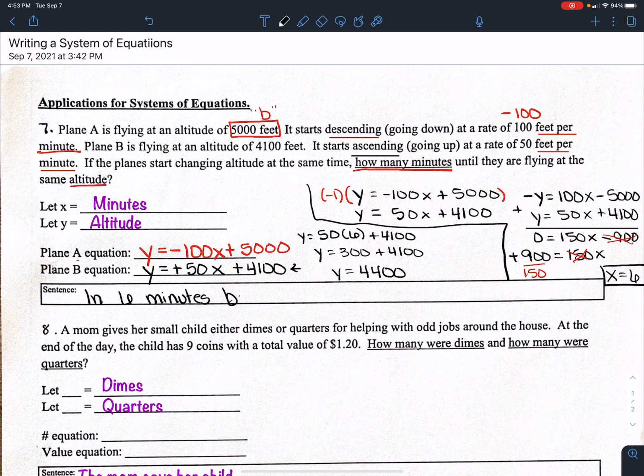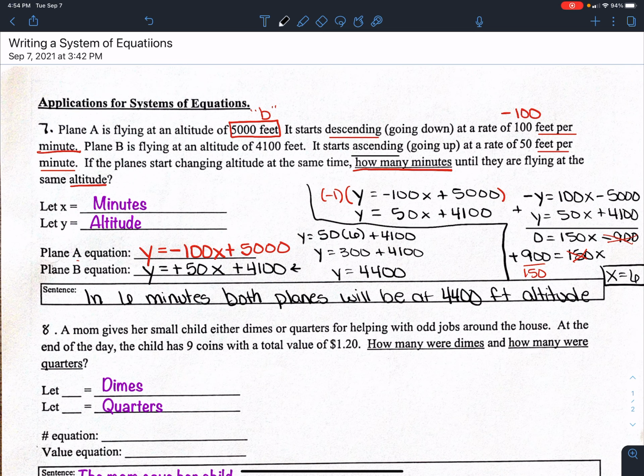Both planes will be at 4,400 feet altitude. Or we'll both be at an altitude of 4,400 feet. Okay?